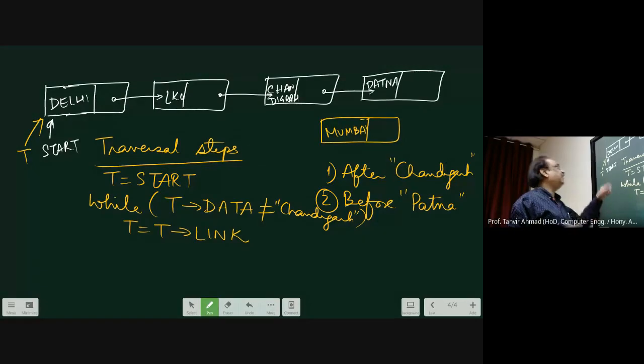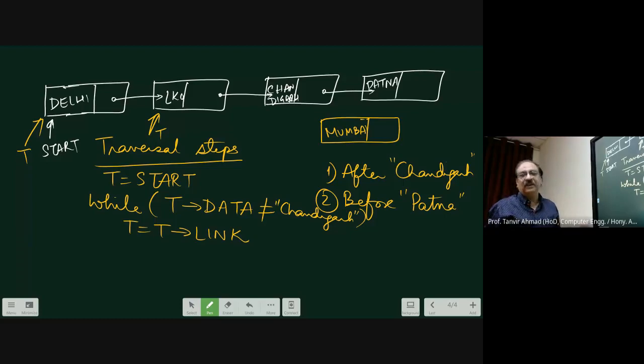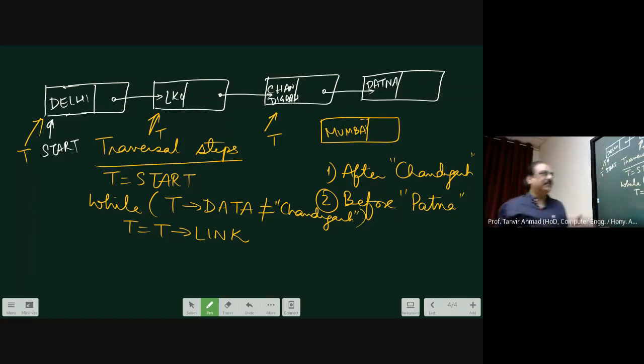Because T of data is equal to Delhi. Delhi not equal to Chandigarh is true. It will move forward. It will come here. Then from here you compare T of data is Lucknow. Lucknow not equal to Chandigarh. Again true. Move forward. Now T will come here. Now here T of data is Chandigarh, not equal to Chandigarh is false. It will come out. And there you can add Mumbai just like the previous one.